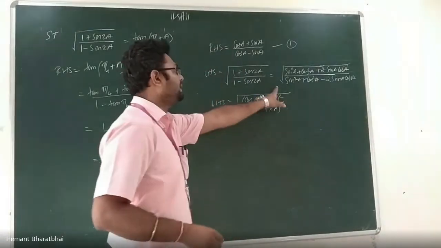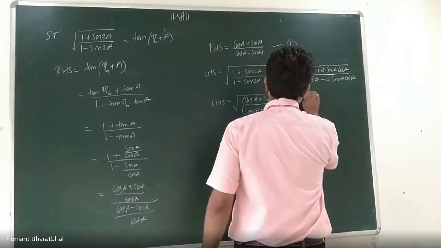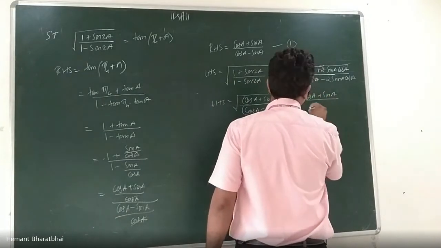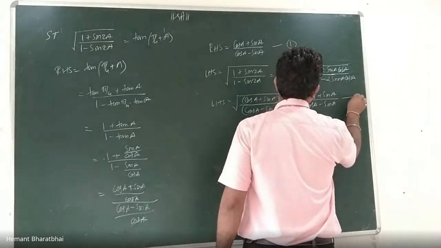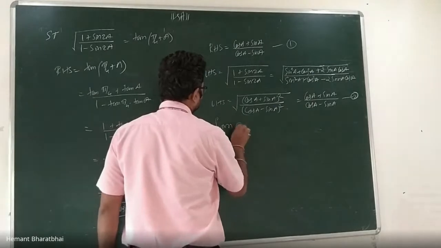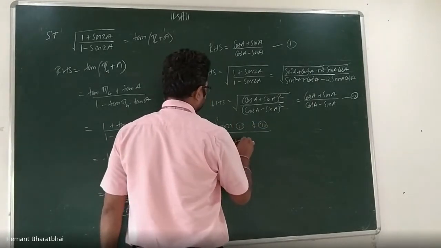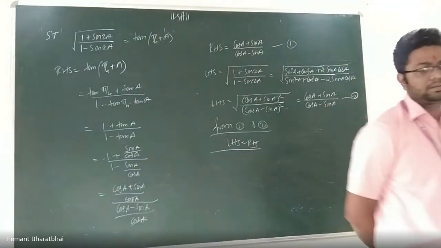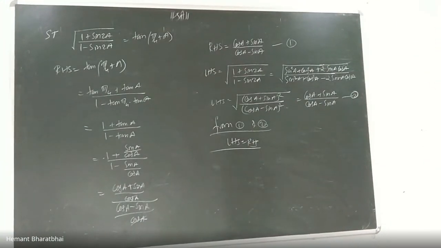Now the square and square root will get cancelled here also. So I will get (cos a plus sin a) upon (cos a minus sin a). If I see equation number 1 and 2, isn't it exactly the same? I get LHS is equal to RHS. Hence proved. He wanted us to prove this particular thing and we have proved it.